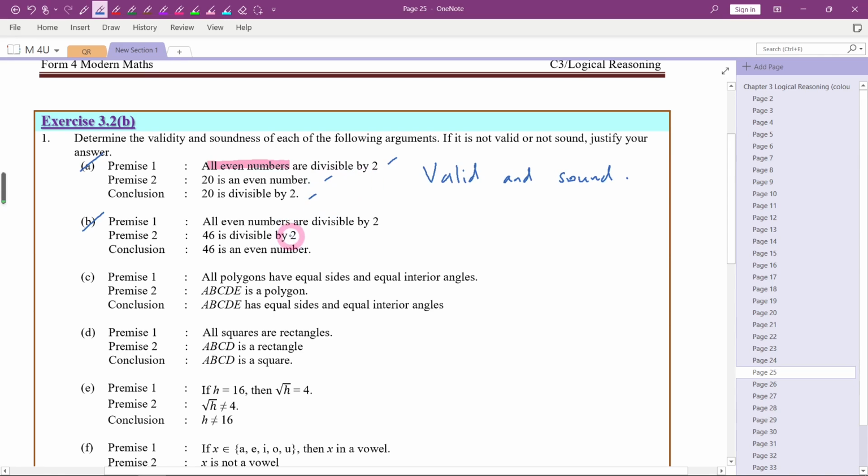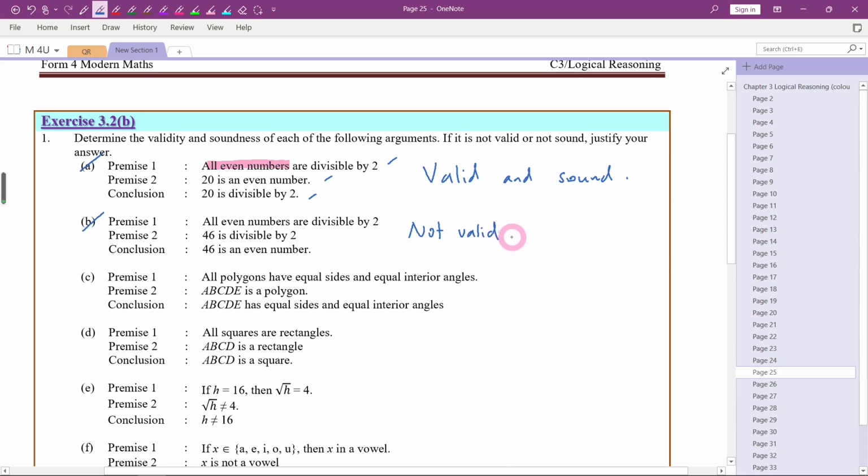Okay, let's go to part B. All even numbers are divisible by 2. 46 is divisible by 2, then 46 is an even number. You will notice that the conclusion is true. 46 is an even number, right? 46 can be divided by 2. But this is actually not valid.